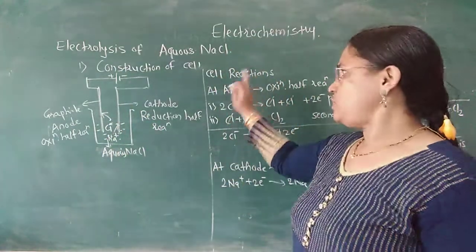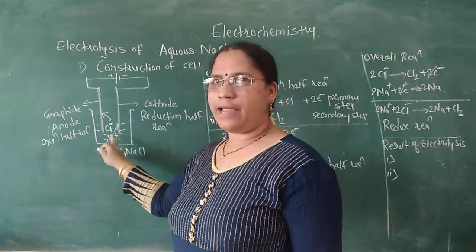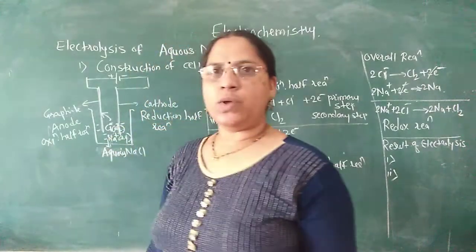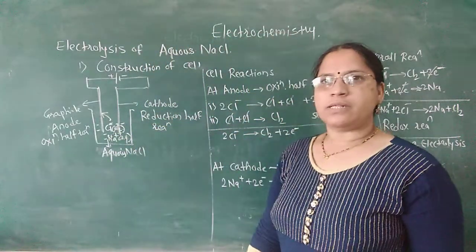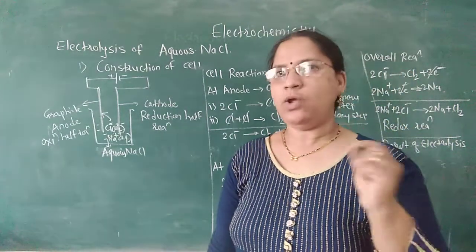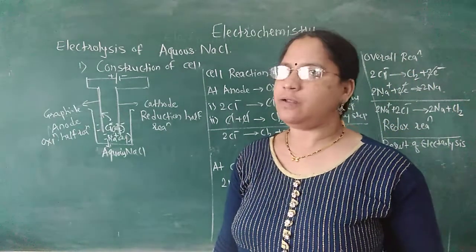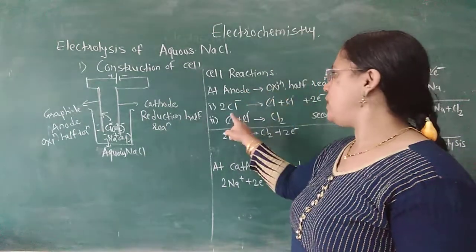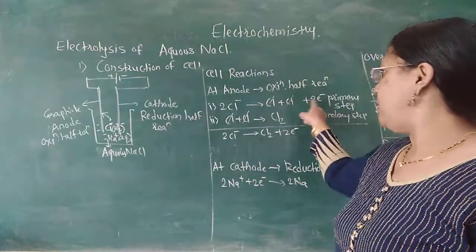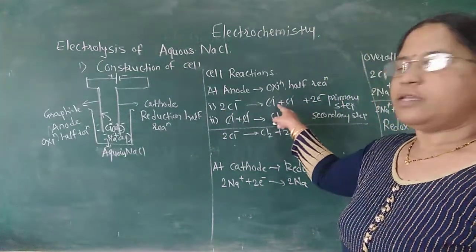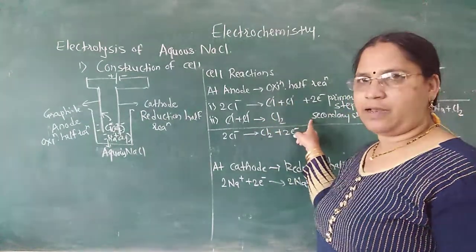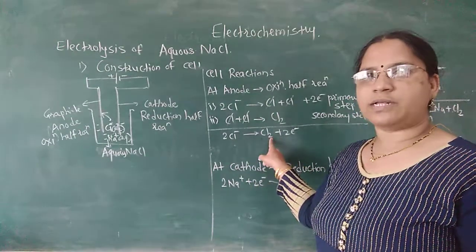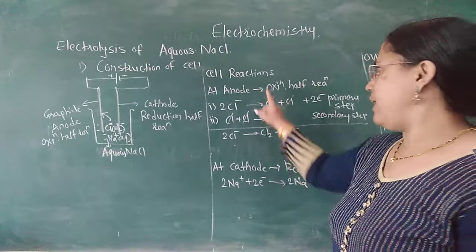Cell reactions. No doubt aqueous NaCl contains Na plus ions in aqueous medium and Cl minus ions in aqueous medium. So the Na plus ion is surrounded by water molecules. Similarly, Cl minus ions are also surrounded by water molecules. Both undergo oxidation or reduction half reactions. So at the anode, the oxidation half reaction takes place. Which one? Chlorine. 2Cl minus loses 2 electrons, forms chlorine atoms, the primary state. This Cl and Cl form Cl2 gas, that is the secondary state. Addition of these two will be 2Cl minus, after loss of 2 electrons, converted to Cl2. That is the reaction at the anode.